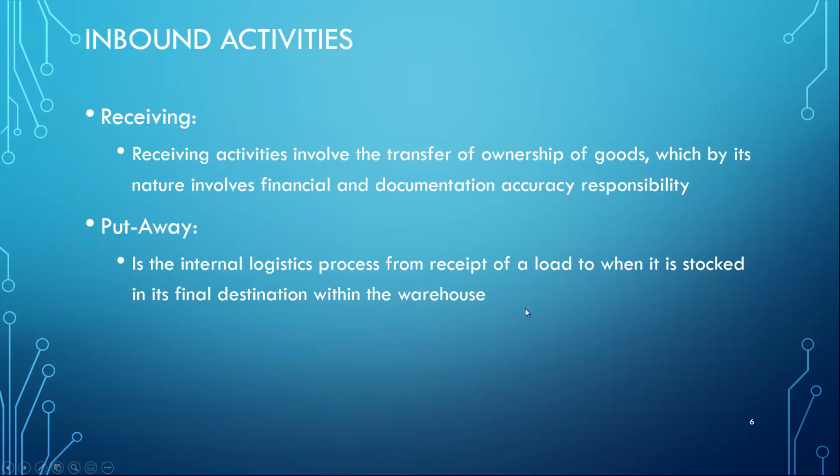The inbound activities will include receiving activities involving the transfer of ownership of goods, which by its nature involves inspecting the item and ensuring the accuracy of the financial transaction and associated documents. You want to make sure that the slip that came with the item or the invoice that came with the item matches what was ordered. The received item will be put away and stored in the warehouse in an organized and documented process as part of the internal warehouse logistics.